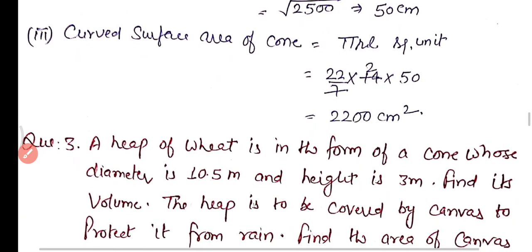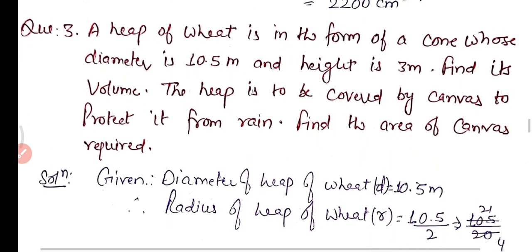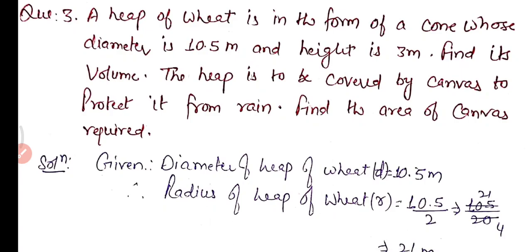So now proceed to question number 3. In question number 3, a heap of wheat is in the form of a cone whose diameter is 10.5 meter and height is 3 meter. Find its volume. So see what is given: the diameter of the heap of wheat is given, the base diameter of the heap is given. So we can find the radius, and height is given, that is 3 meter.